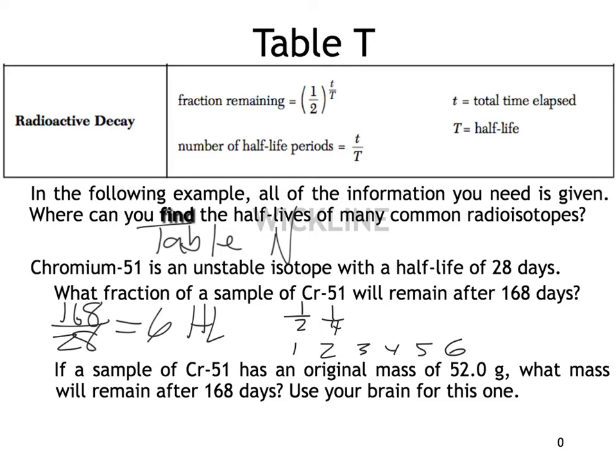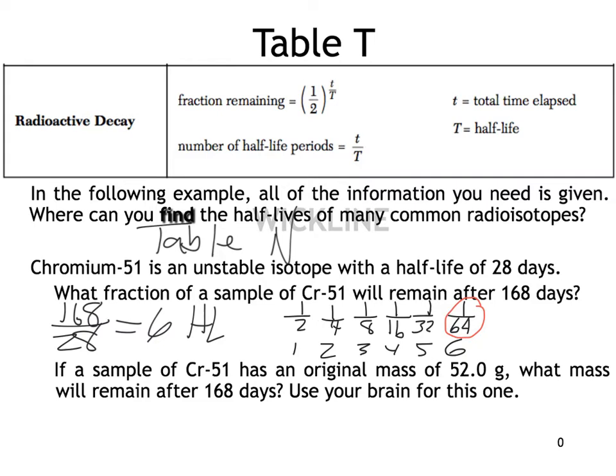After 3 half-lives, you should expect 1/8 to remain, which, following from the previous example, is just going to be 1/2 times 1/2 times 1/2 would give you 1/8. After 4 half-lives, I'm expecting 1/16. After 5 half-lives, I would expect 1/32. And after 6 half-lives, I will expect 1/64 of the original amount to remain. And this is my final answer, 1/64.